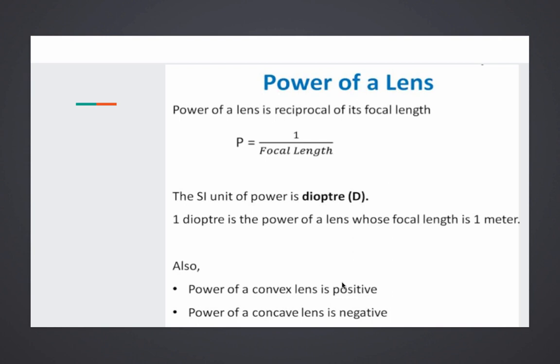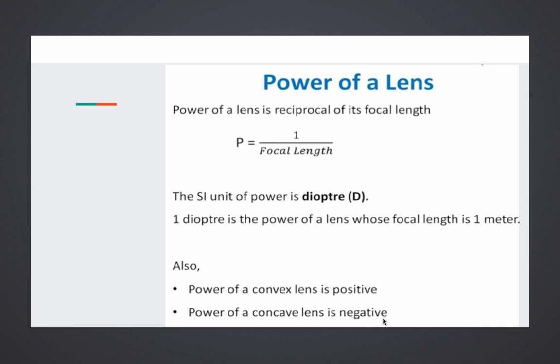Power of a convex lens is positive and power of a concave lens is negative. I repeat, power of a convex lens is positive and power of a concave lens is negative. Fine, students. So this is what you need to learn before you start taking the numericals part. Clear, everyone?